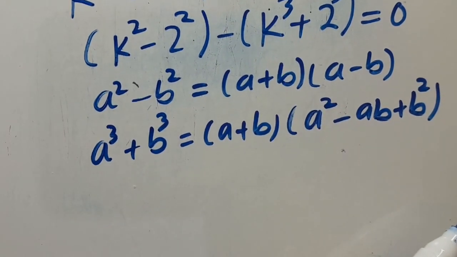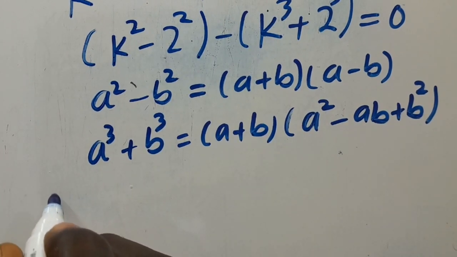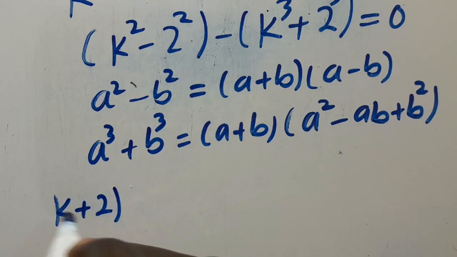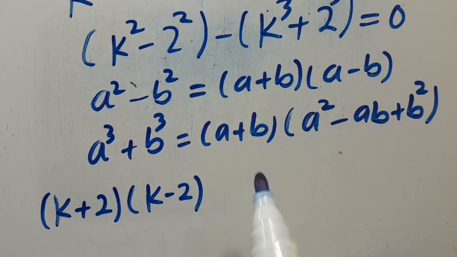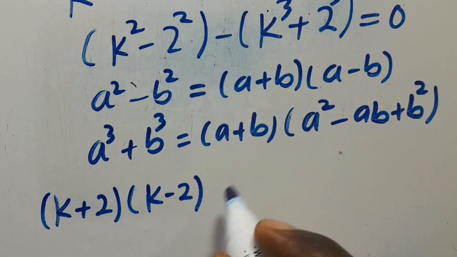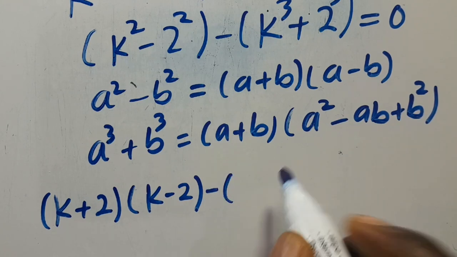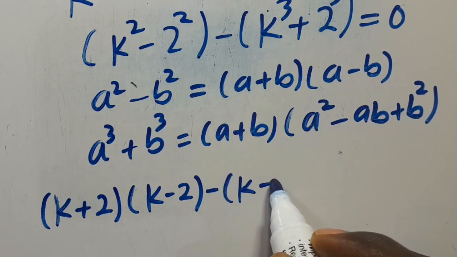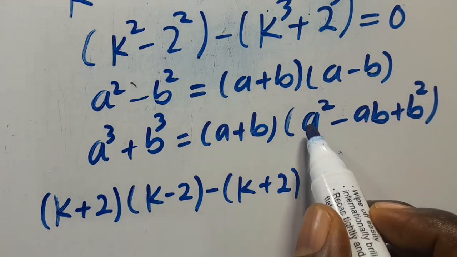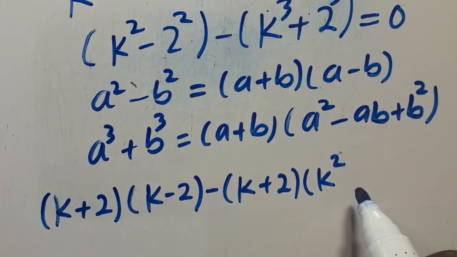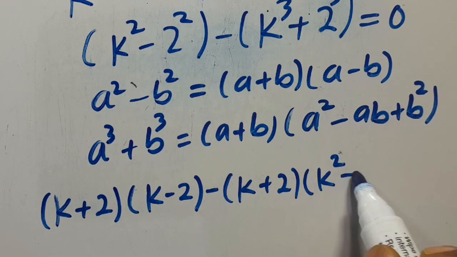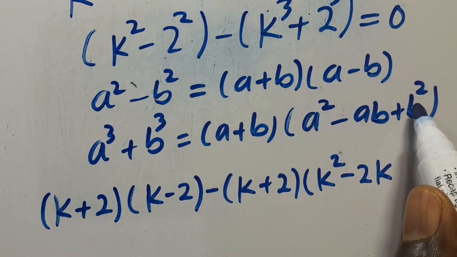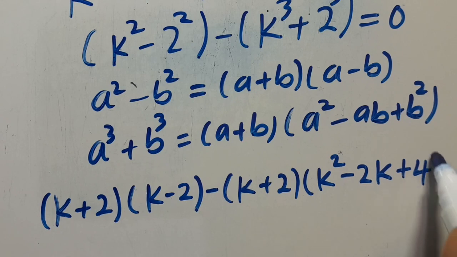We are going to have this to be k plus 2, then multiplied by k minus 2. For this one, here will be minus. Then here will be k plus 2 as this. Here will be k squared, but here our a is k, our b is 2. We have minus 2k, b squared is 2 squared, which will be plus 4. Then we have everything equal to 0.